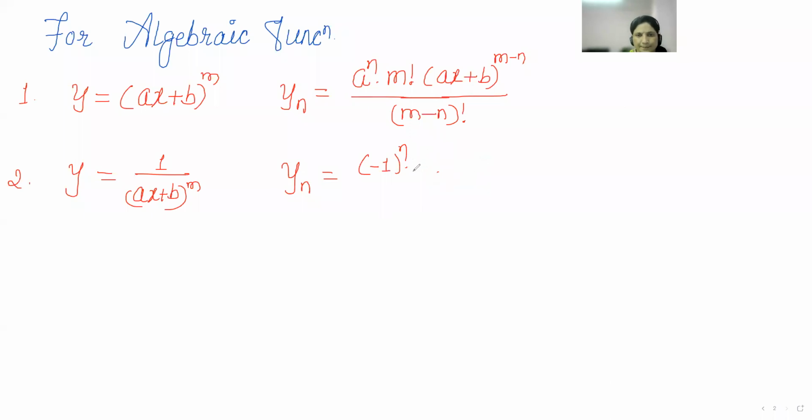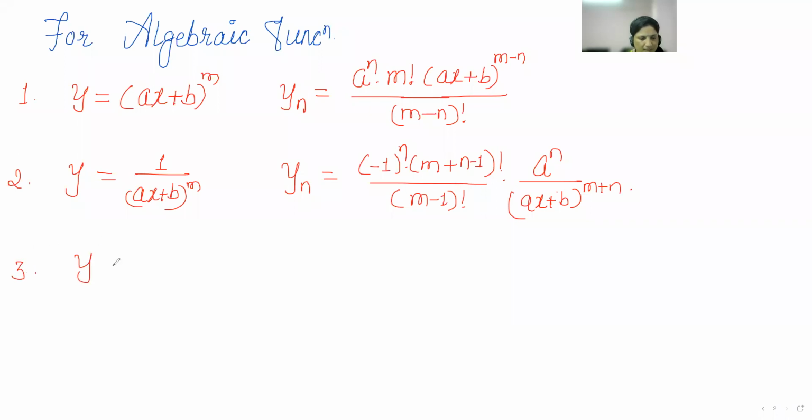m plus n minus 1 factorial divided by m minus 1 factorial into a raised to n divided by (ax plus b) raised to m plus n. And the third one, it is y is equal to log of ax plus b.